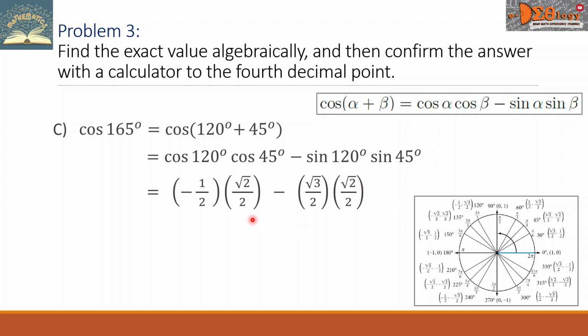Let us now simplify the products respectively. For the first group, we have negative square root of 2 over 4 minus the second group is square root of 6 over 4. Having same denominators, we can simplify this as negative square root of 2 minus square root of 6 all over 4. When we simplify this using calculator, the value is negative 0.9659. Note that when you use calculator to get cosine of 165 degrees, you will get same value.